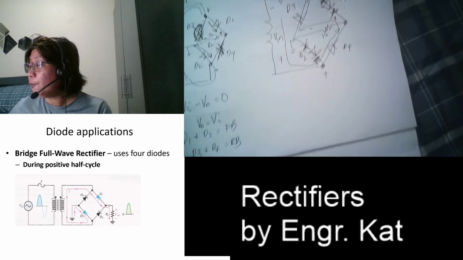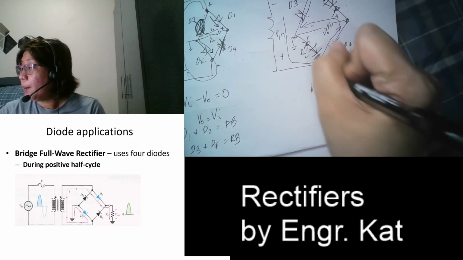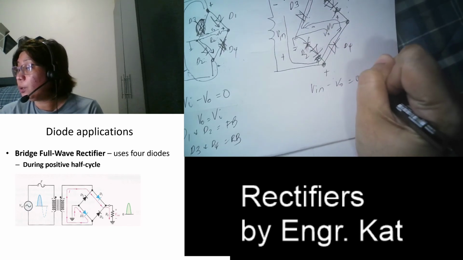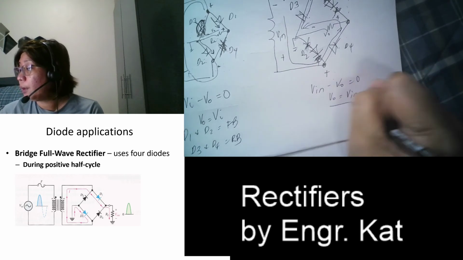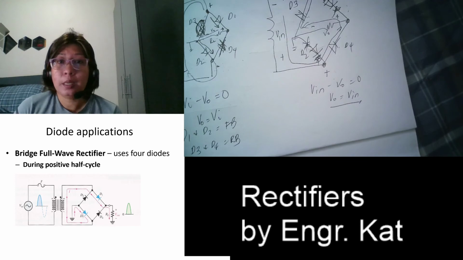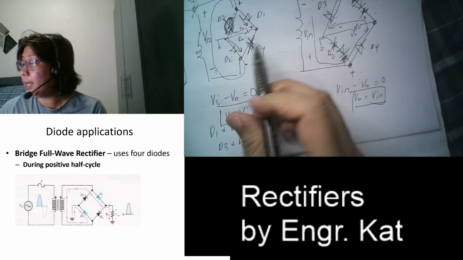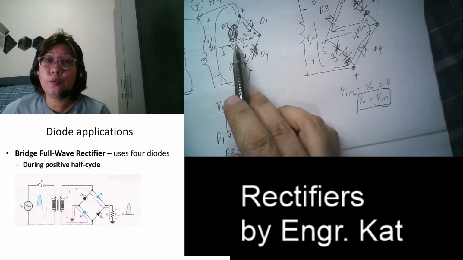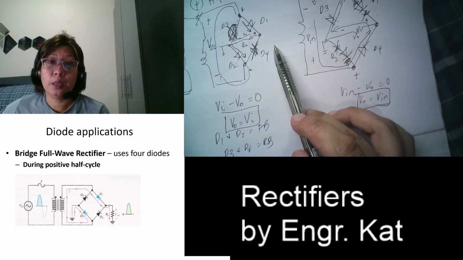As you can see, if we're going to trace it, we have here positive Vin minus VO is equal to 0. Our VO is again positive Vin. Just the same of what we have here. And look at the direction. Plus, minus VO, we have here plus, minus VO. They are just the same.